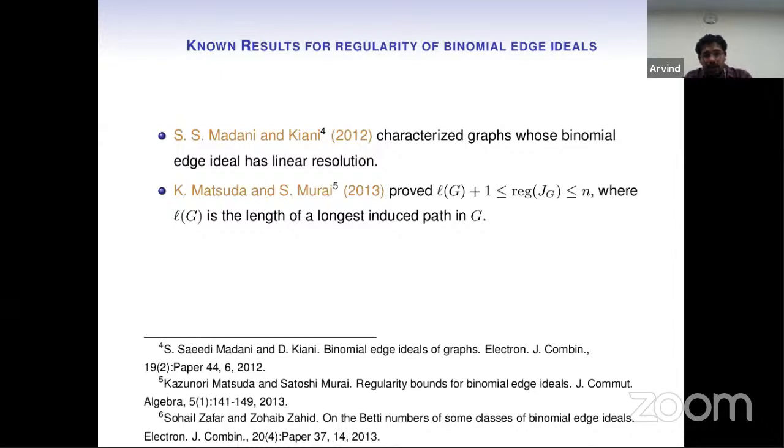Matsuda and Murai gave general bounds for the regularity of binomial edge ideals. They proved that the regularity of J_G is bounded above by n and bounded below by the length of the longest induced path plus 1, and they conjectured that the upper bound is achieved if and only if G is a path graph.